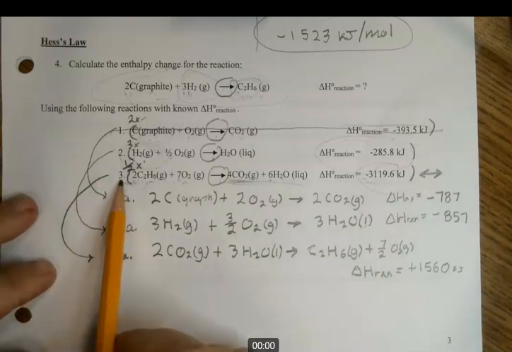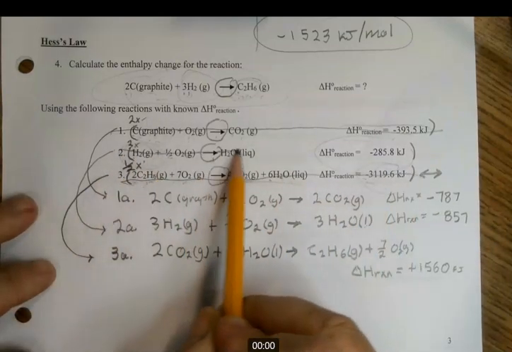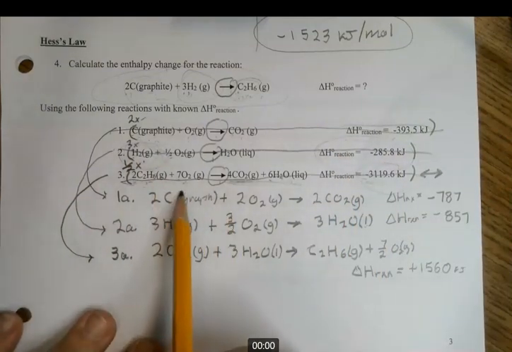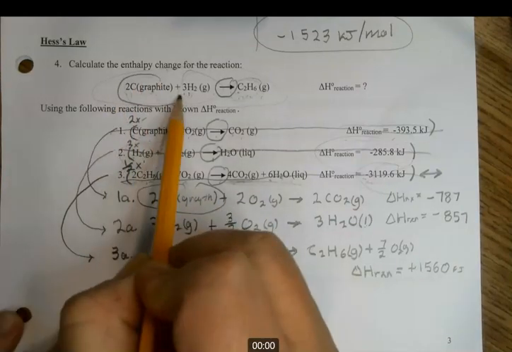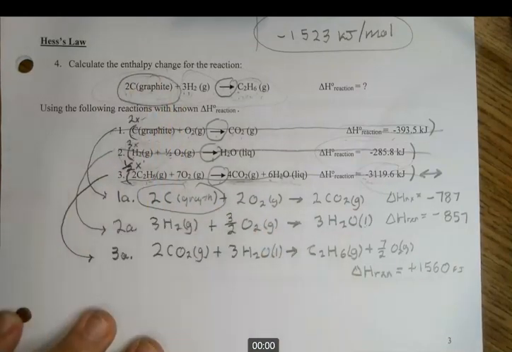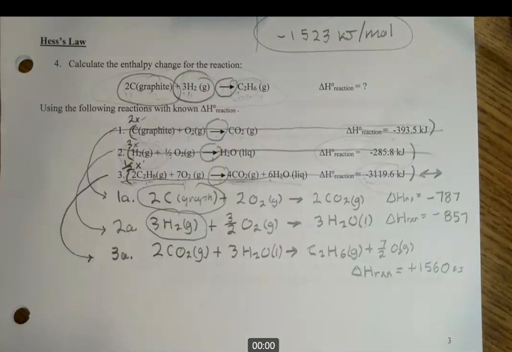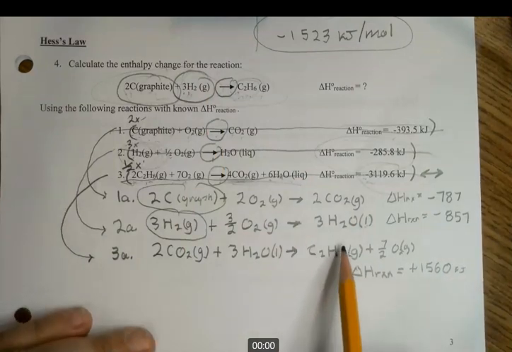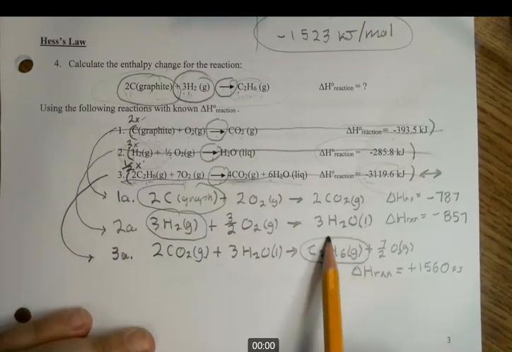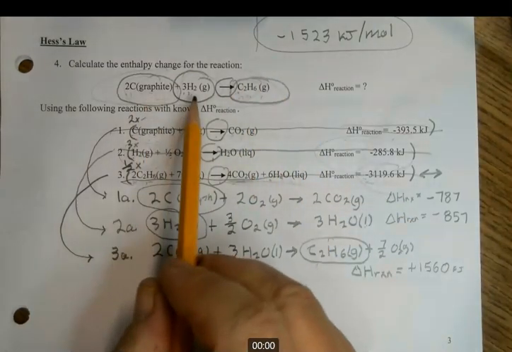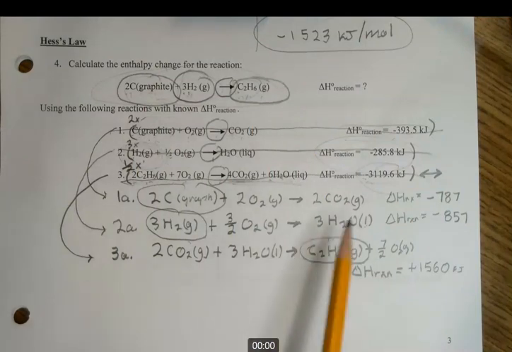So we've canceled all 3 of these original equations because we changed them in some way. So let's see, we've got 2C here and 2C there, so the graphite works out. We have 3H2 here and 3H2 there, so the hydrogen works out. And over on the right-hand side, we have 1 mole of C2H6, and we have 1 mole of C2H6. So everything that I've circled appears up here. What that means is that everything else that I didn't circle should cancel.